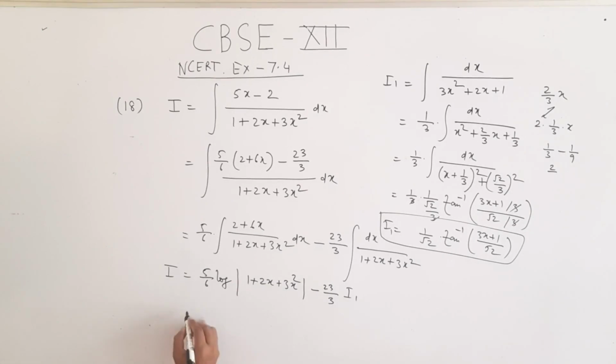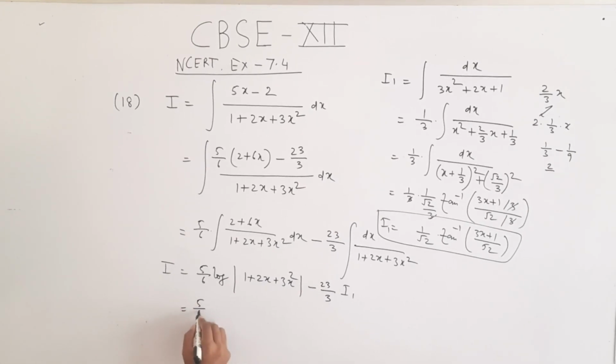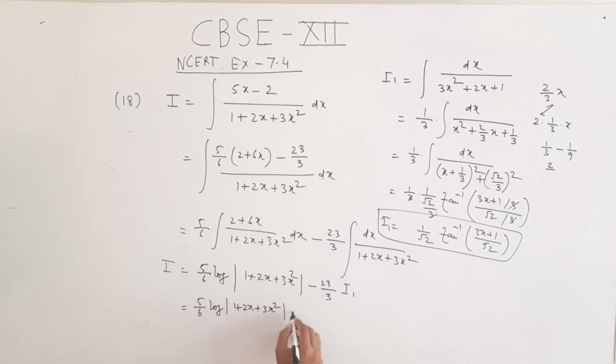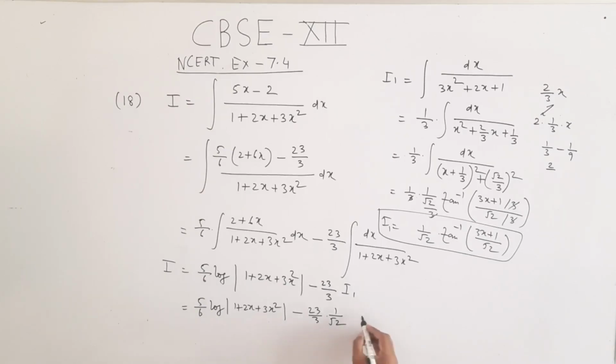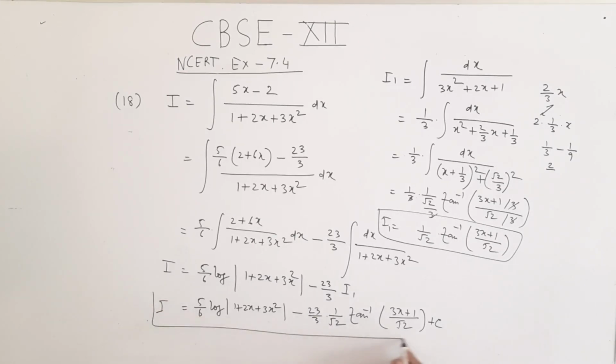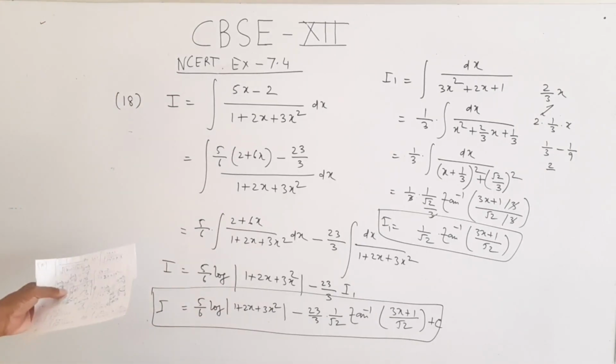complete the final answer, which is 5 by 6 log mod (1 plus 2x plus 3x square) minus 23 by 3 times 1 over root 2 tan inverse (3x plus 1) over under root 2 plus c, and this is I. So this is your final answer. Now I'll go for question number 19.